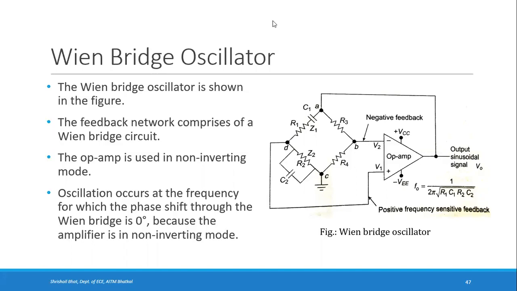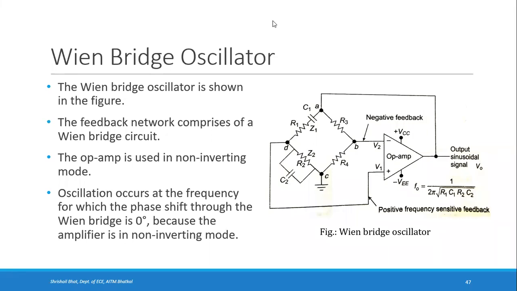Hello, everybody. In the previous session, we have seen one kind of an oscillator, that is the RC phase shift oscillator, wherein the amplifier is an inverting type, and the feedback provides a 180-degree phase shift. So altogether, the phase shift is 0 degrees or 360 degrees, which satisfies the Barkhausen's criteria.